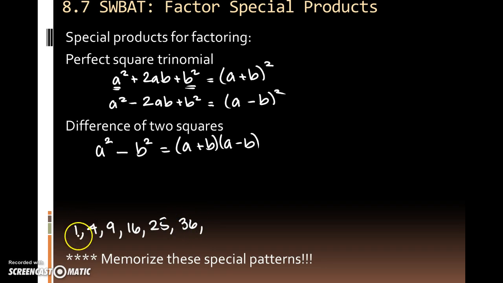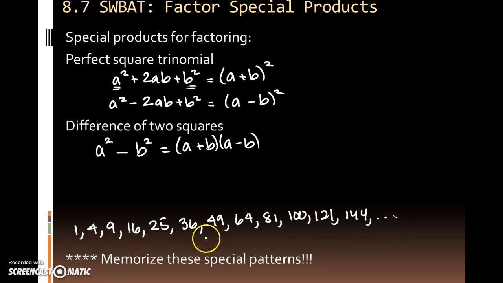These are perfect squares because when I take the square root of them, it's a perfect number. I don't have any left over. It's not like 1 point something. It's just 1. 7 squared is 49. Then 64 for 8 squared. 81. 100. 121. 144. Dot, dot, dot.